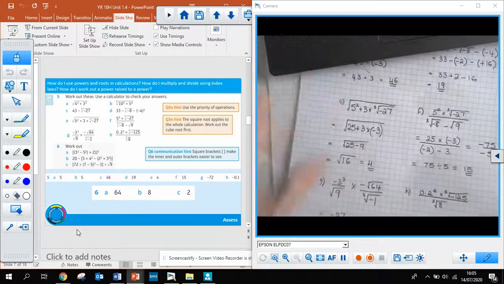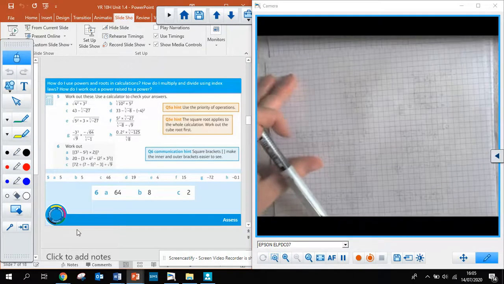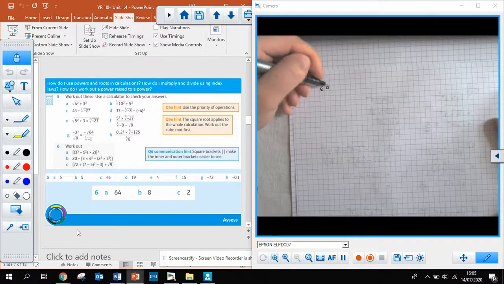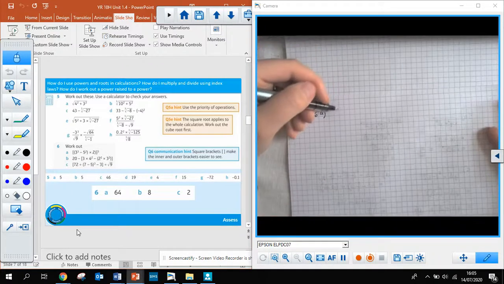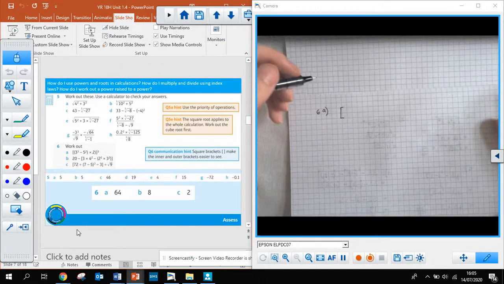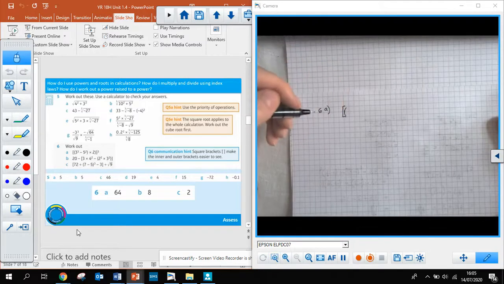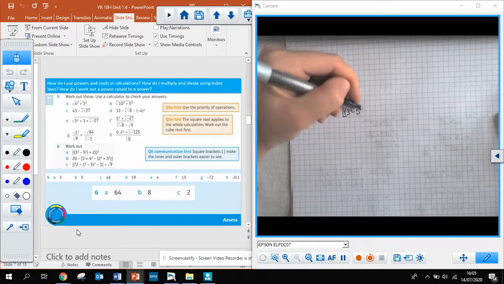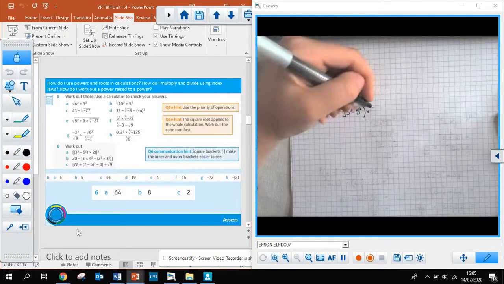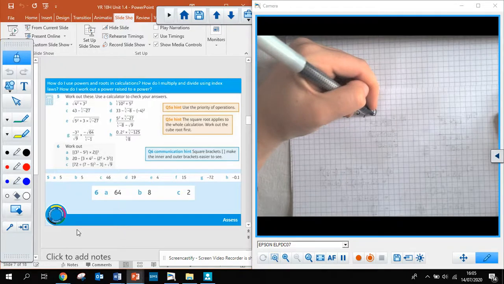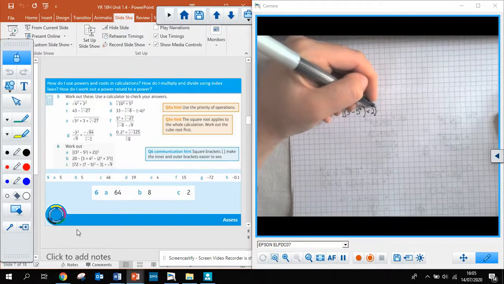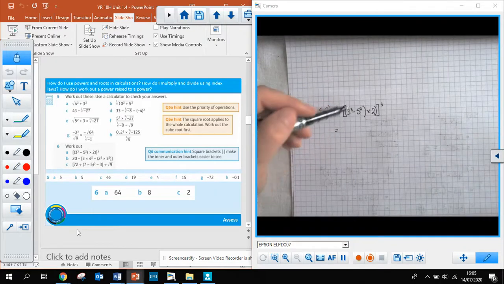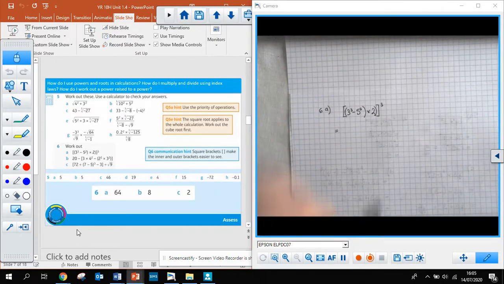Then on to question 6. So for question 6, for part A, we need to work out bracket, bracket 3 cubed minus 5 squared, close brackets, multiplied by 2, close brackets, all cubed. Okay, so we're going to work out what's in the brackets first, the inner bracket first.